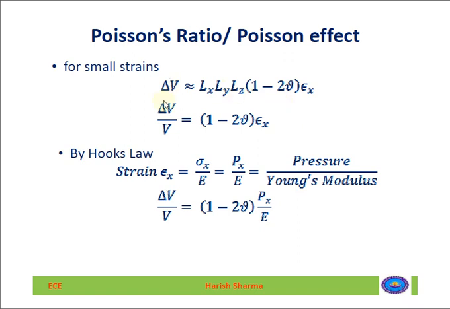Or we can write del V upon V, where V is the original value of the volume. So del V upon V equals (1 minus 2 mu) into epsilon x. By Hooke's law, we can write epsilon x equals sigma x upon E, that is, strain equals stress divided by Young's modulus. Or we can write this as Px upon E, where Px is the pressure in the x direction. So del V upon V equals (1 minus 2 mu) into Px upon E, where E is the Young's modulus.